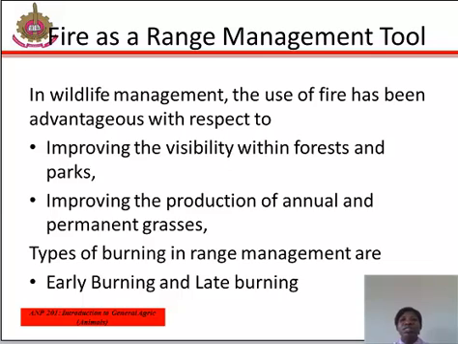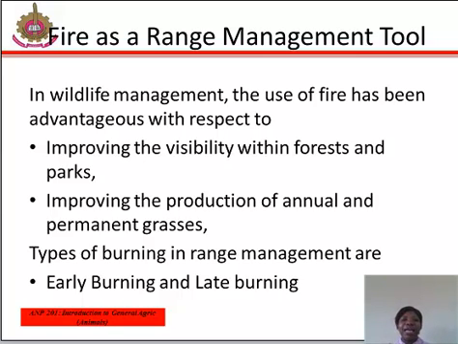Historically, man has used fire as both a useful and destructive tool for hunting, war, roasting meat, warming food, and so on. In wildlife management, when timely done, the use of fire has advantages. One, it improves the feasibility within the forest and park. Secondly, it improves the production of annual and permanent grasses, and also averts the danger of burning by poachers. And lastly, it creates easy movement within the range and parks.